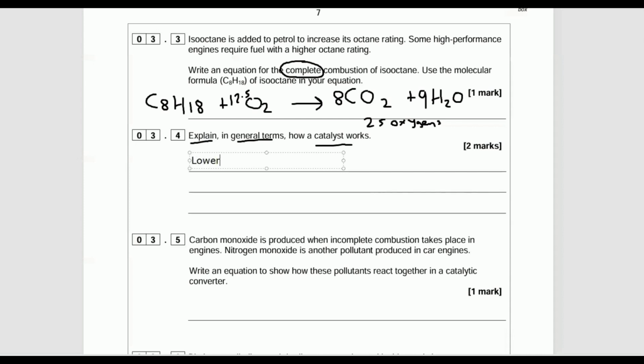So you all know it lowers activation energy. And then we can say by providing an alternative route. So it lowers the activation energy by providing an alternative route, by providing a surface for the reactants to react on that has a lower activation energy. There's different ways that you could write that, or you could just say alternative route.